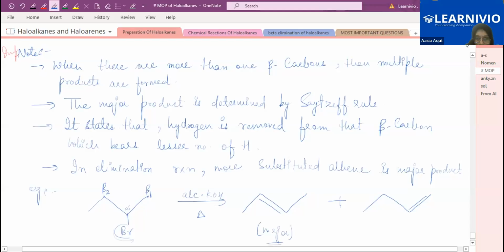Now you can check it. There are beta one position, right? This is B1 position and this is beta two. And this beta 2 has only two hydrogens there, right? And there are three hydrogens on the other, right? Obviously यहाँ से हम remove करेंगे hydrogen को, right? So whenever you remove the hydrogen from here and the bromine from here, तो obviously यहाँ पे unsaturation आएगा, यहाँ पे double bond आएगा. So that will be your major product. The product will be more than one.